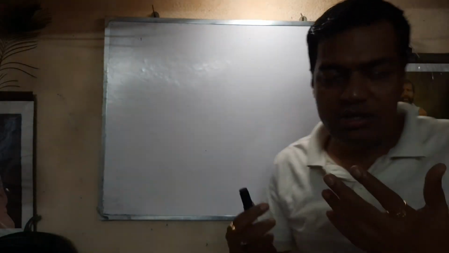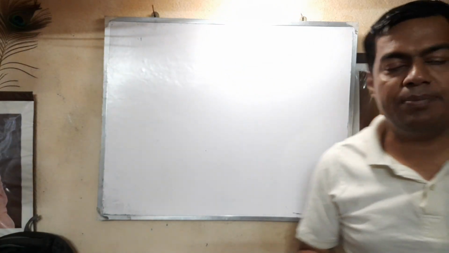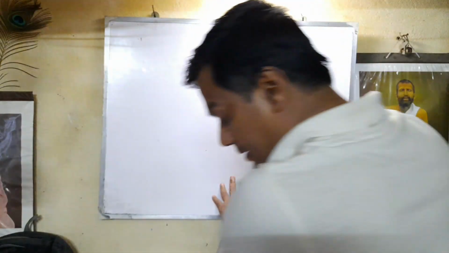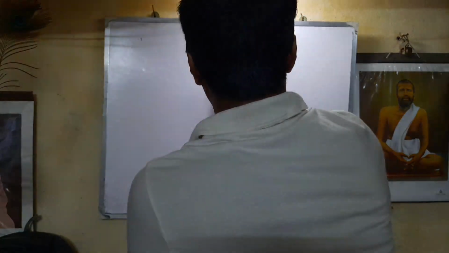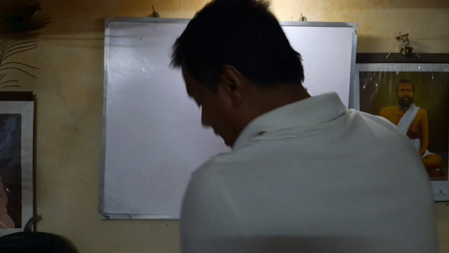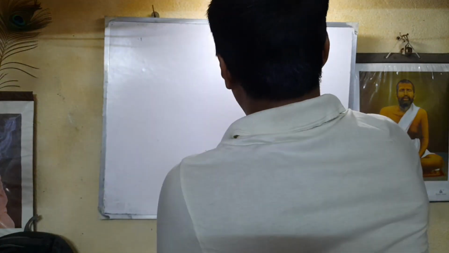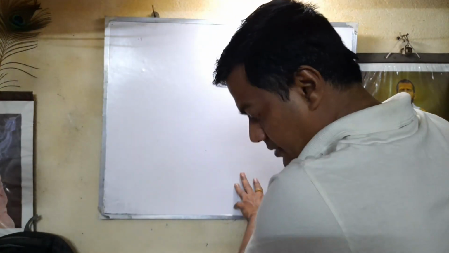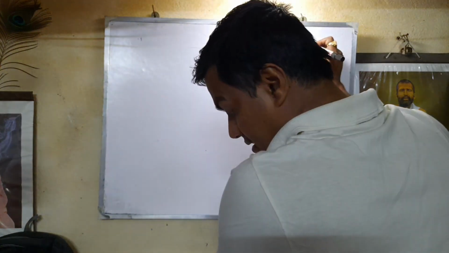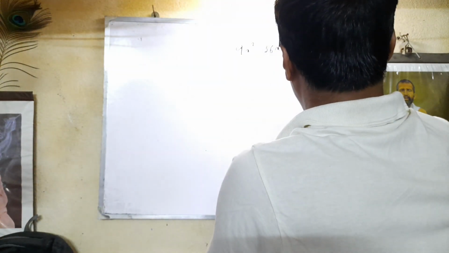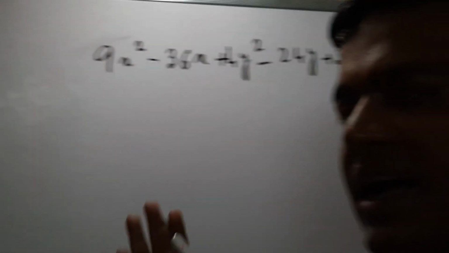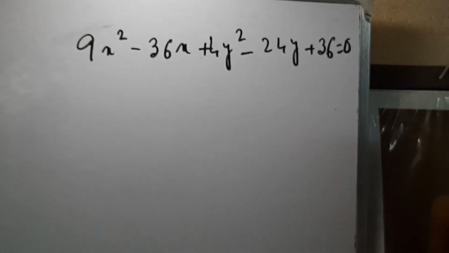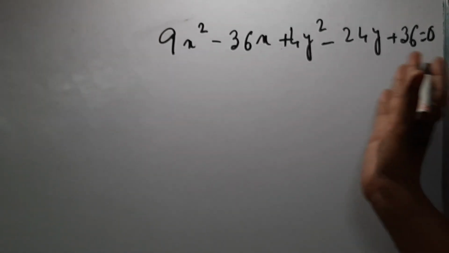So let us draw a simple example. Let us draw our attention to solving a simple example like that. Let the equation of a curve be given like this: 9x² − 36x + 4y² − 24y + 36 = 0. Okay, in the last class I started discussing this type of curve represented by this type of equation.